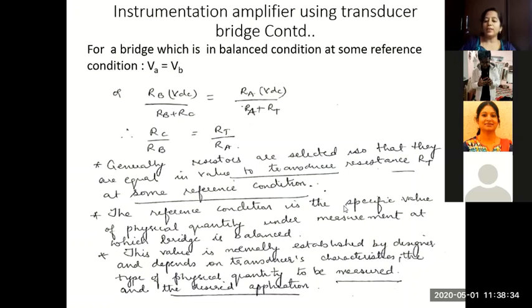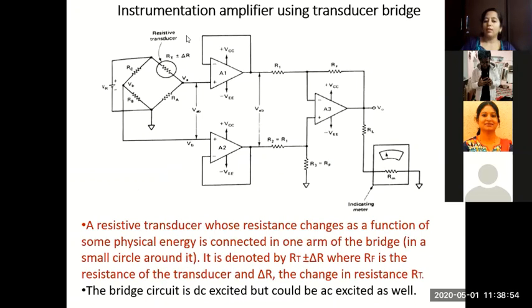The reference condition is the value of the physical quantity under measurement when the bridge is balanced. So the bridge is balanced at room temperature. If the temperature increases above room temperature, the bridge will be imbalanced. If the temperature goes below room temperature, the bridge will be imbalanced. Why so? Because this thermistor resistance changes. We said this plus or minus delta R comes into the picture when the temperature changes. When the temperature is room temperature, it will be just RT. When temperature increases or decreases, this plus or minus delta R will be added to this RT.